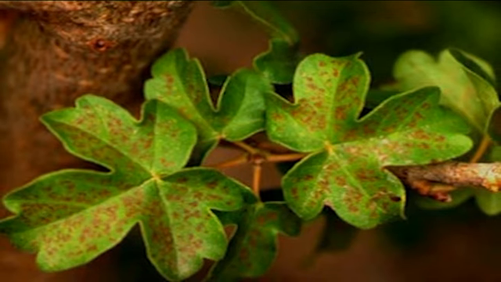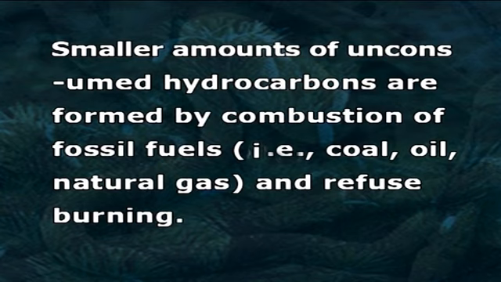Ozone and peroxyacetyl nitrate injury, also called the oxidant injury, are more prevalent in and near cities with heavy traffic problems. Exhaust gases from internal combustion engines contain large amounts of hydrocarbons. Hydrocarbons are substances that principally contain carbon and hydrogen molecules. Gasoline, for example. Smaller amounts of unconsumed hydrocarbons are formed by combustion of fossil fuels, that is, coal, oil and natural gas, and refuse burning.